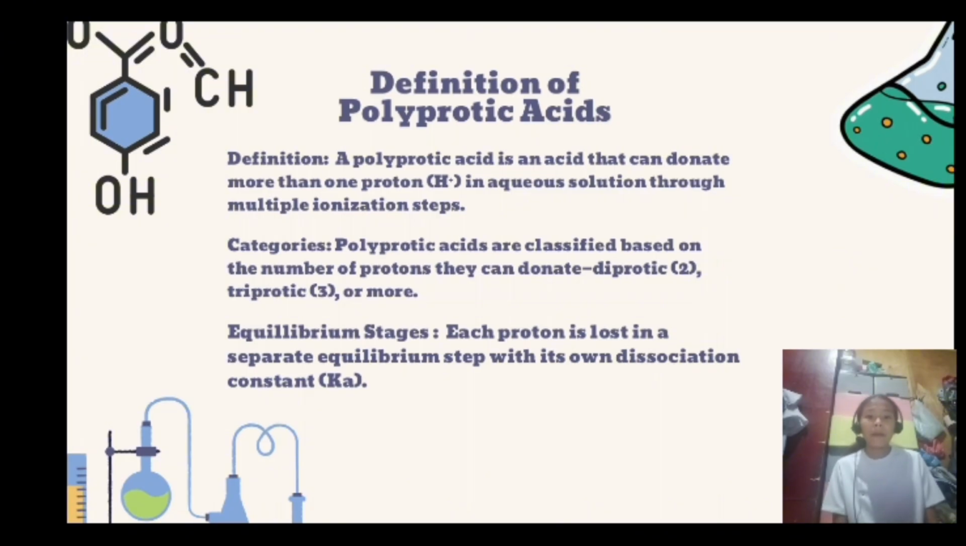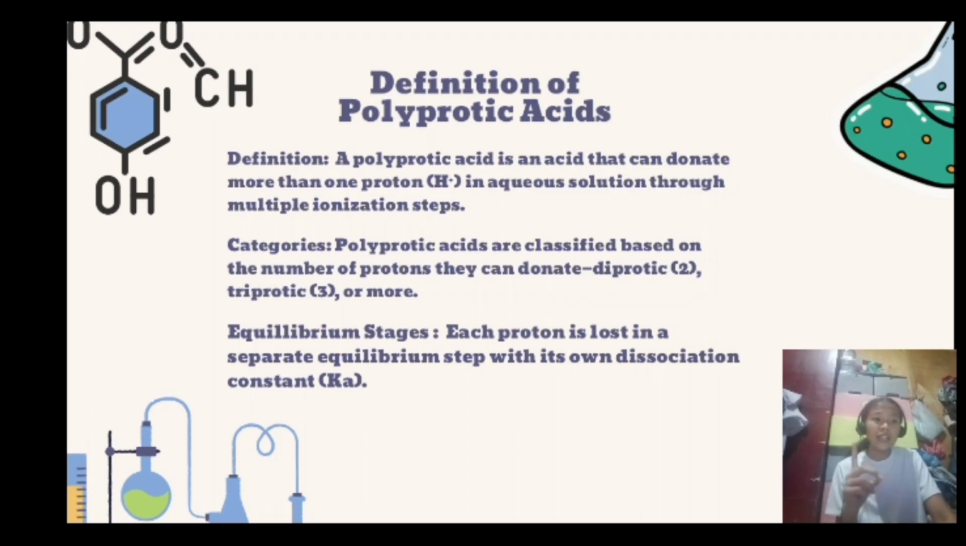Categories. Remember, polyprotic acids are classified based on the number of protons they can donate. Diprotic acids can donate 2 protons. Triprotic acids can donate 3 or more protons. Equilibrium stages. Each proton is lost in a separate equilibrium stage or step with its own dissociation constant or Ka, meaning that each proton is released one at a time.